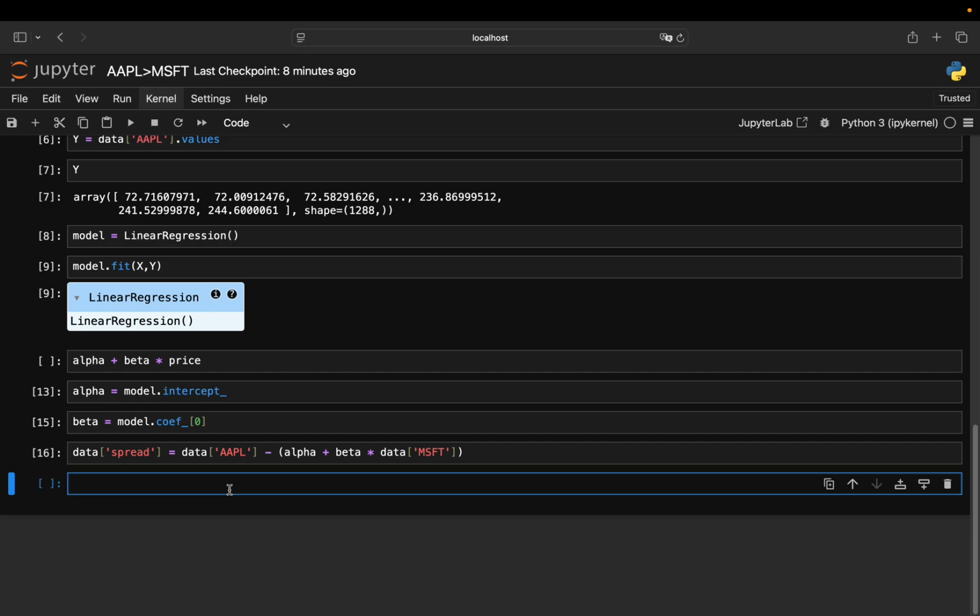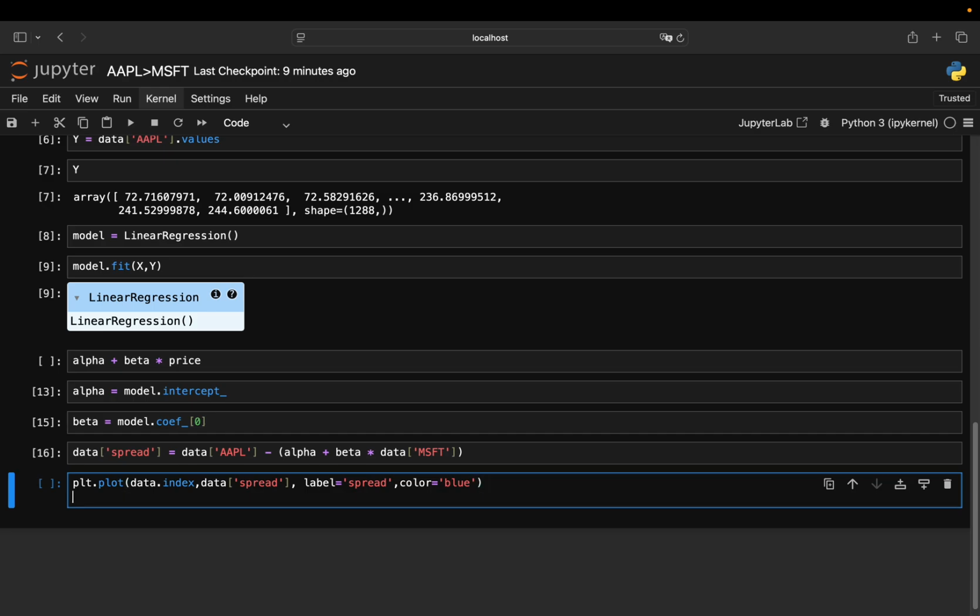And now let's take a look at how this is looking like in a plot. So we want to plot our index, which are just the dates, and then take a look at the spread value we just calculated. Give it a name. This is just the spread and a nice color, which is just blue. Then we also need a horizontal line, which is the mean spread, and that's just the spread, and then you calculate the mean out of that.